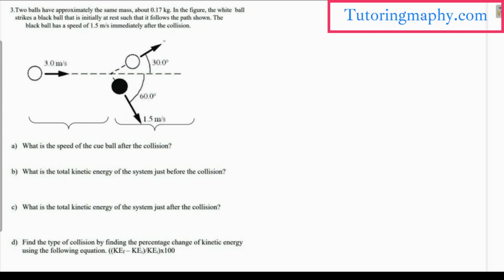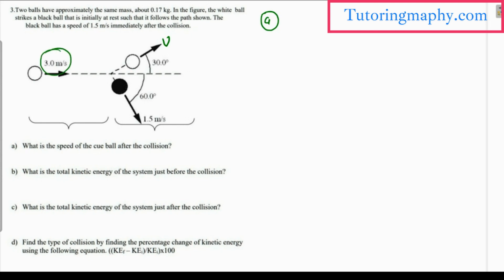as indicated. The black one is moving at 1.5 meters per second at an angle of 60, but the white one is moving with some velocity v, which we do not know, at an angle of 30 degrees. So what is the speed of the cue ball after the collision? Of course, the momentum is conserved. So let's try to conserve the horizontal as well as the vertical momentum.